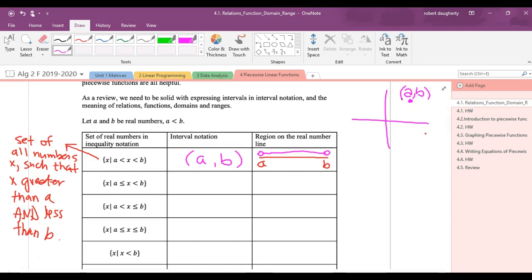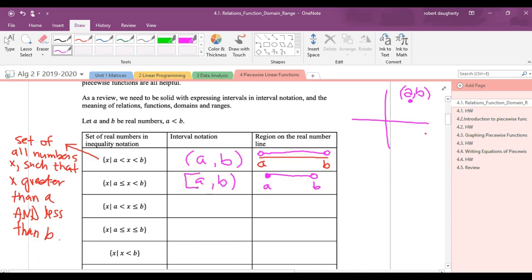What about every number that is greater than or equal to a and less than b? So what that would look like is something like this. What would that look like in interval notation? That's the interval from a to b, and we have different enclosures. What goes around the b? A parenthesis. What goes around the a? Square bracket, okay? Like that.